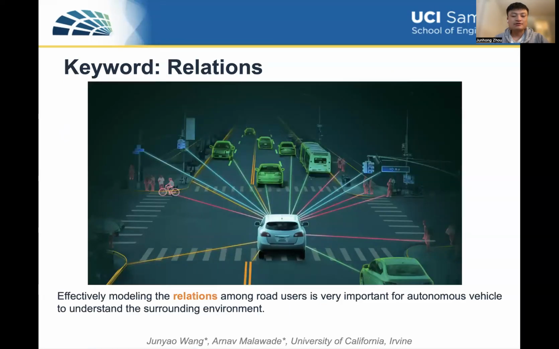Our goal is to make autonomous driving more interpretable because, unlike a machine, humans can easily know the relations around us. For example, a car is in front of us, or there is some important item like a human or dogs or something else that needs more of our attention. Effectively modeling the relations among road users is very important for an autonomous vehicle to understand the surrounding environment. And our goal is to make a relation graph.